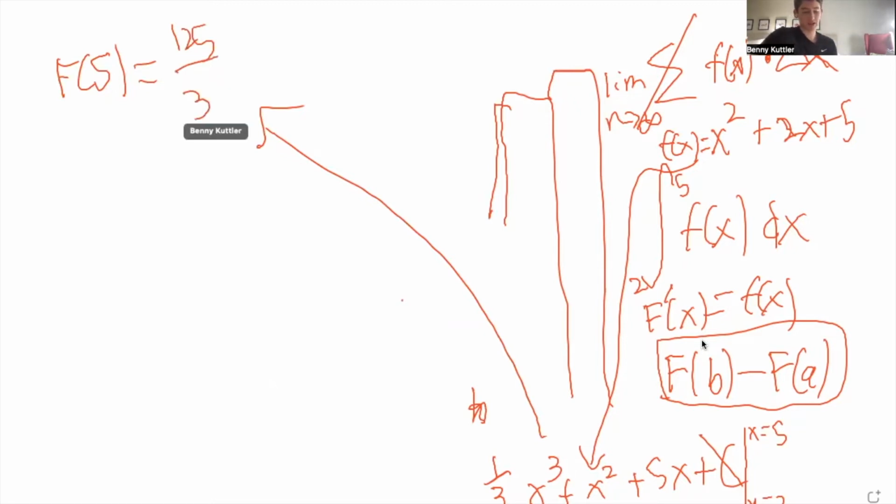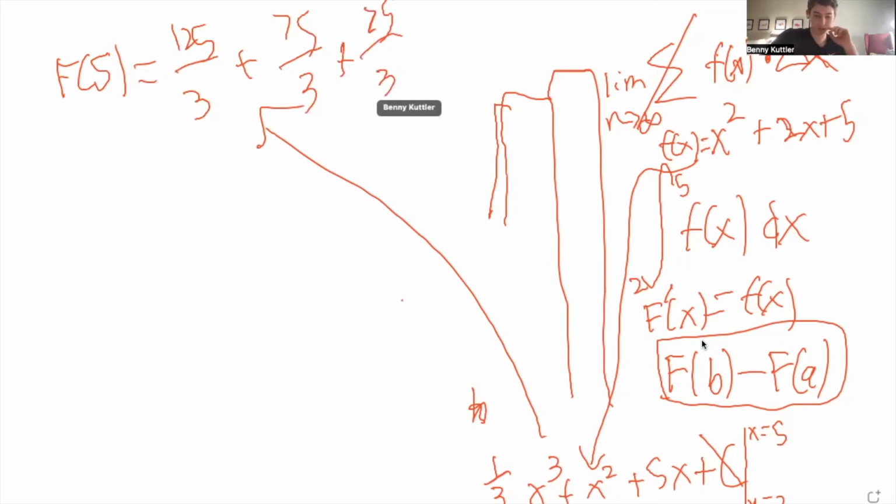Plus x squared. 5 squared is 25. Or we could write this, it'll help us later to write this as 75 over 3, just so we can have a common denominator. And plus, if we plug it into x equals 5, 5 times 5 is also 25. So another 75 over 3. Then we can ignore the c. So this adds up to 250 over 3. But that's not our answer yet.